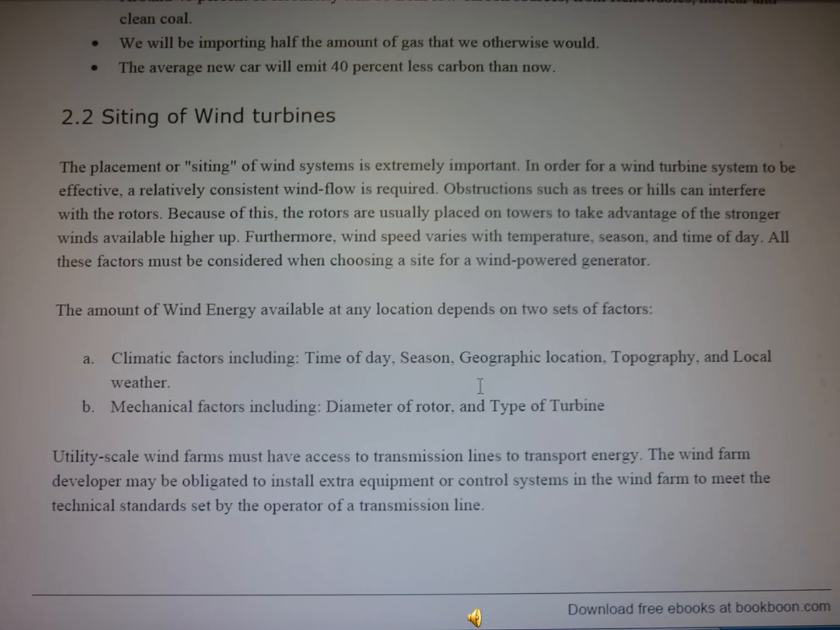The utility scale wind farms must have access to the transmission lines to transport the energy. The wind farm developers may be obligated to install extra equipment or control systems in the wind farm to meet the technical standards set by the operator of the transmission line.